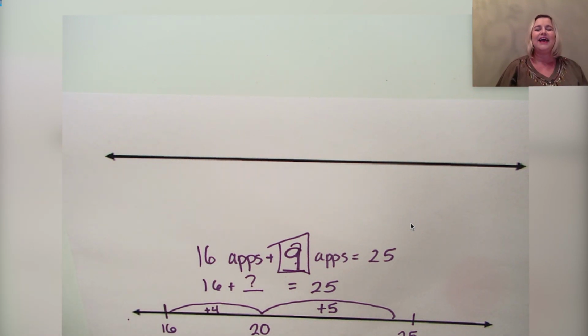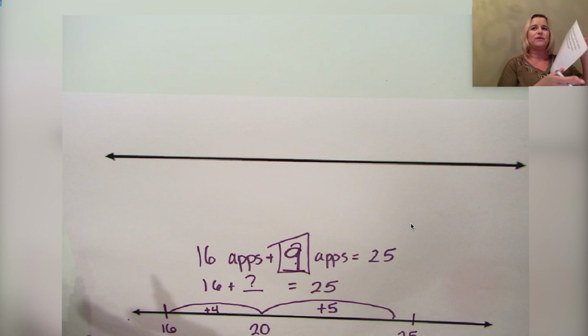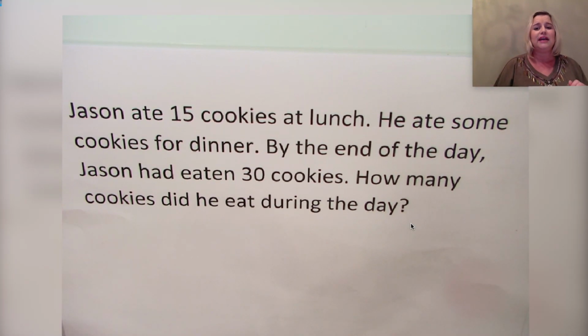Awesome. Now, while TT was downloading apps today, Jason was eating cookies. Let's use number lines to figure out Jason's missing cookie add-in. I'm going to show you the problem for Jason. Jason ate 15 cookies at lunch. He ate some cookies for dinner. By the end of the day, Jason had eaten 30 cookies. How many cookies did he eat during the day?